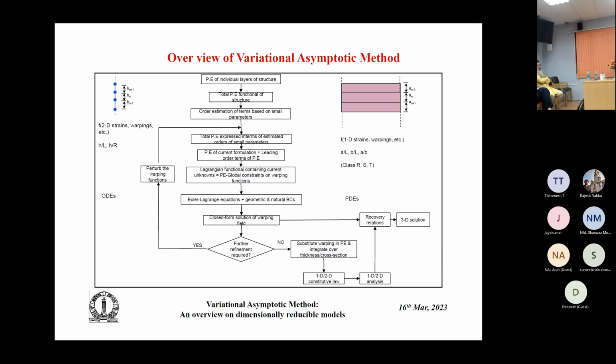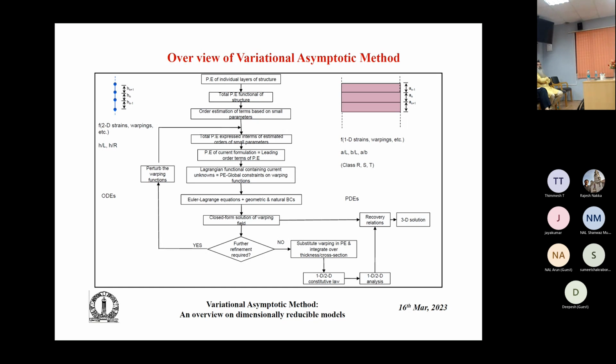Once this potential energy is formulated, the important step in the variational asymptotic method is the identification and estimation of the small parameters which are embedded in the potential energy. When it comes to the plate, depending upon the type of small parameters, it can be a shell or a plate-like structure. But when it comes to the beam, depending upon the type of small parameters, it can be a class R, class S, or class T beam-like structure, where class R is called a regular beam, S is called a strip-like beam, and T is called an open thin-walled beam-like structure.